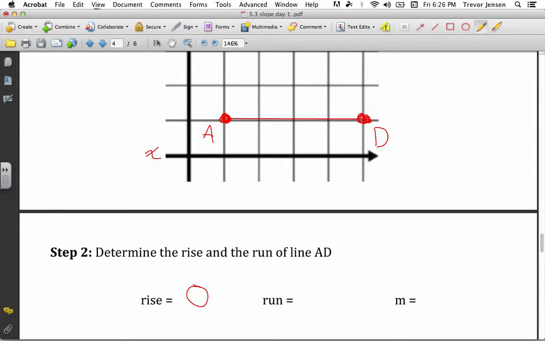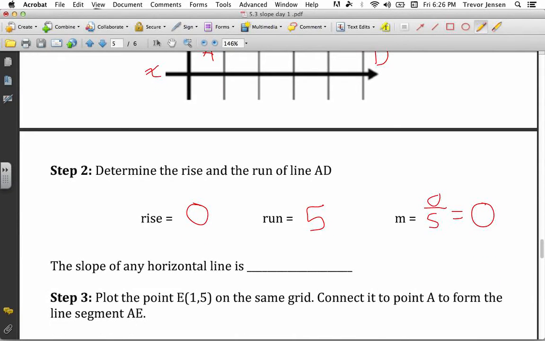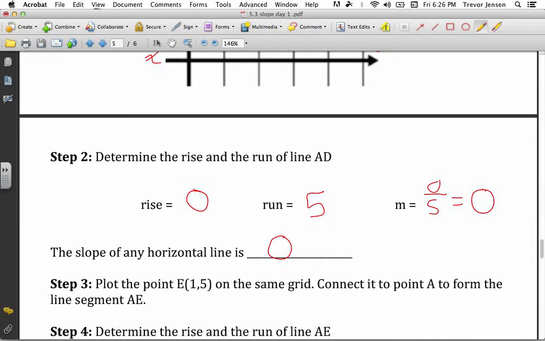Okay, so my run is positive 5. I know slope equals rise divided by run, so 0 divided by 5 equals 0. So my slope for this horizontal line is 0. And in fact, the slope of any horizontal line is always going to be 0. Why? Because the rise of any horizontal line is going to be 0, because there is no vertical distance between 2 points that are connected by a horizontal line. Okay? So slope of any horizontal line equals 0.